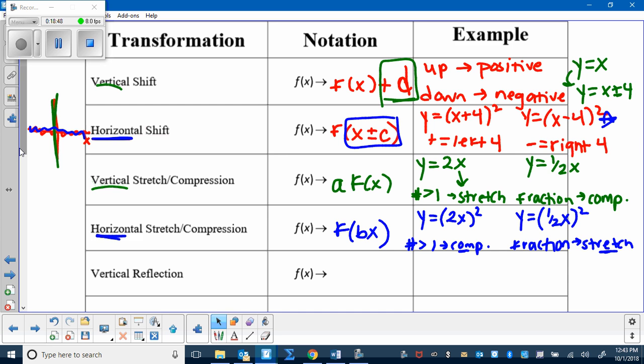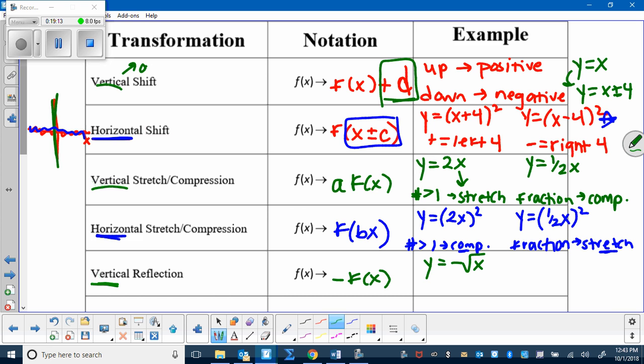Okay, again, guys, this says vertical. So vertical is outside the parentheses. So a vertical reflection would have a negative all the way in the front of the function. So it would be like negative square root x. Okay, that is a vertical reflection because it's outside the parentheses. So maybe I would write that anything that's vertical is outside, and anything that's horizontal is inside the parentheses.